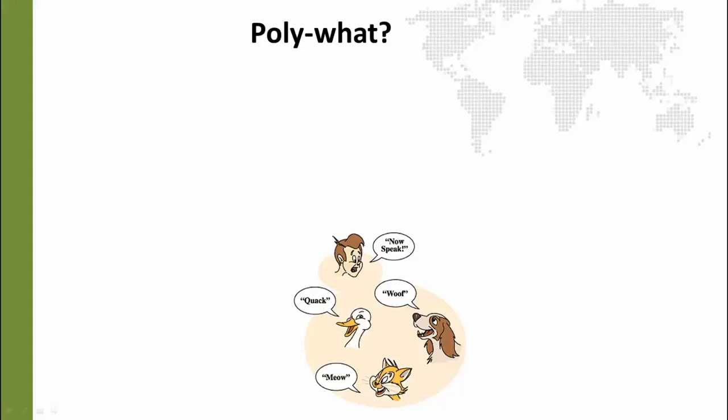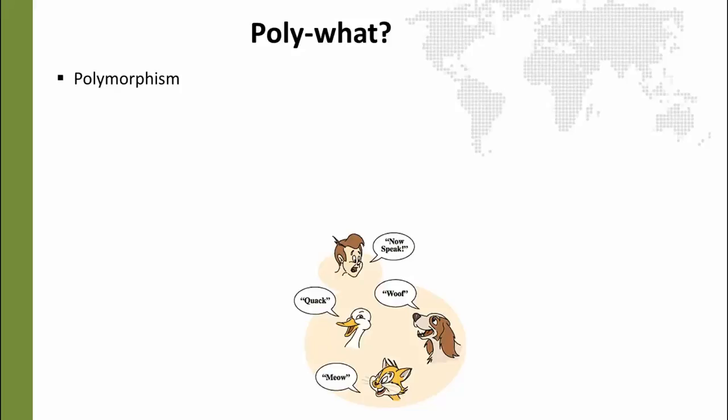So let's talk a little bit about polymorphism. Polymorphism is a pretty difficult topic. A lot of people are very confused by it. They don't really understand what it means. So let's try to break this down and really understand what polymorphism is.